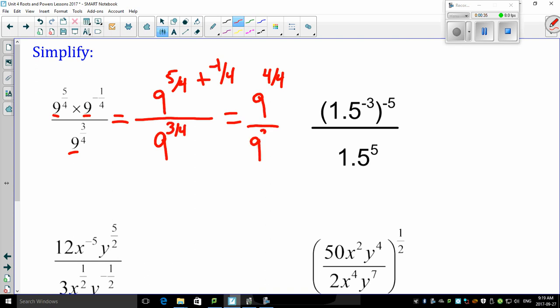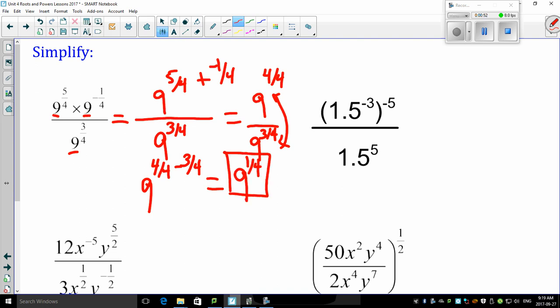So 9 to the 3/4 means that you have to subtract those two exponents, and that's why I left it as 4/4. So this is 9 to the 4/4 minus 3/4, which works out to be 9 to the 1/4, which is, that's it. You're done. Okay? That's as far as you can go with that one.